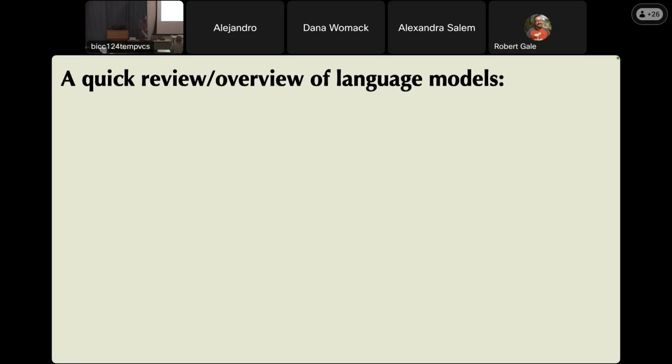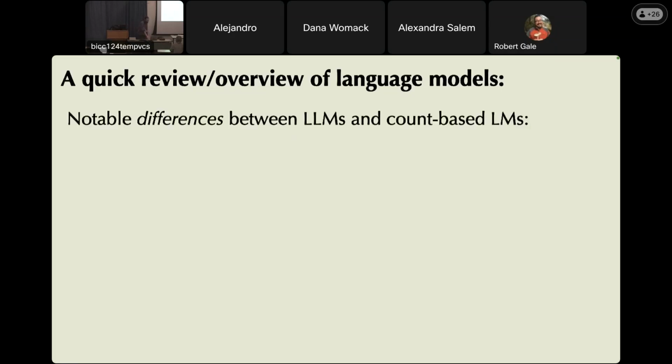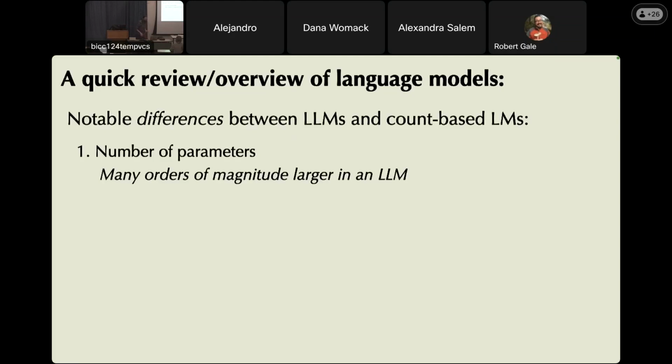So we have to ask, what are some differences between LLMs and count-based LMs? One is number of parameters. In a count-based LM, your vocabulary is going to be in the hundreds of thousands of words. Parameter counts might be in the single-digit millions, right? Think about how many words there are. You have to have a probability for each word, plus a little bit of times you've seen that word in some kind of historical context. You might have millions to tens of millions of probabilities to keep track of.